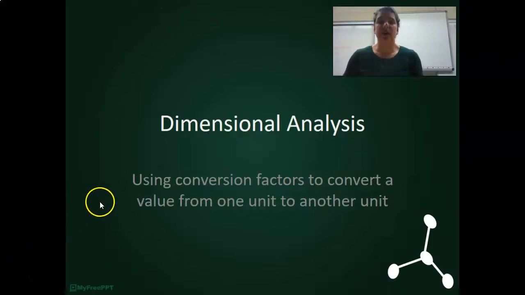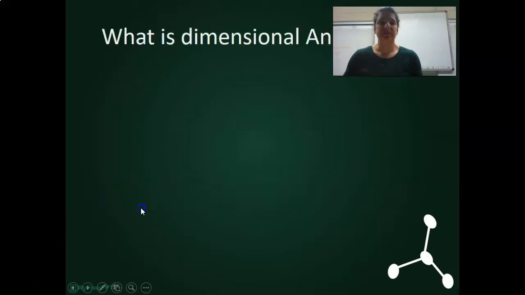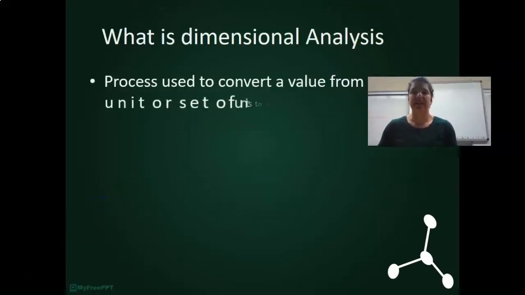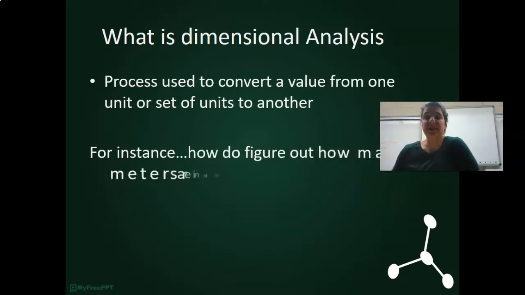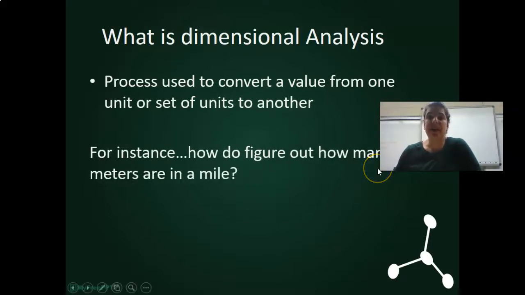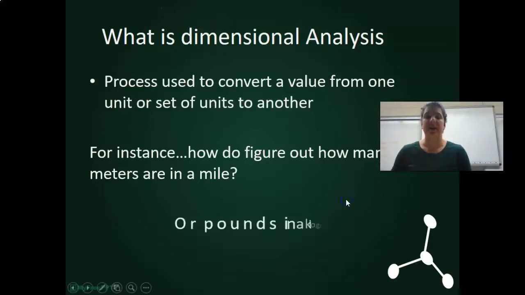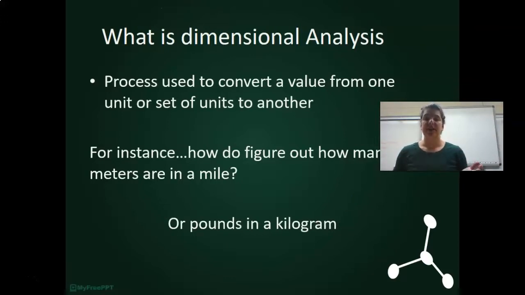So here's how this works. What is dimensional analysis, right? Well, it is the process used to convert a value from one unit or set of units to another. So for instance, how do we figure out how many meters are in a mile? A mile is an English unit, meters is a metric unit, right? So we need to convert something in order to figure out how many meters are in that mile. Or how many pounds in a kilogram, right? Two different units, and we need to be able to go back and forth between the two of them.